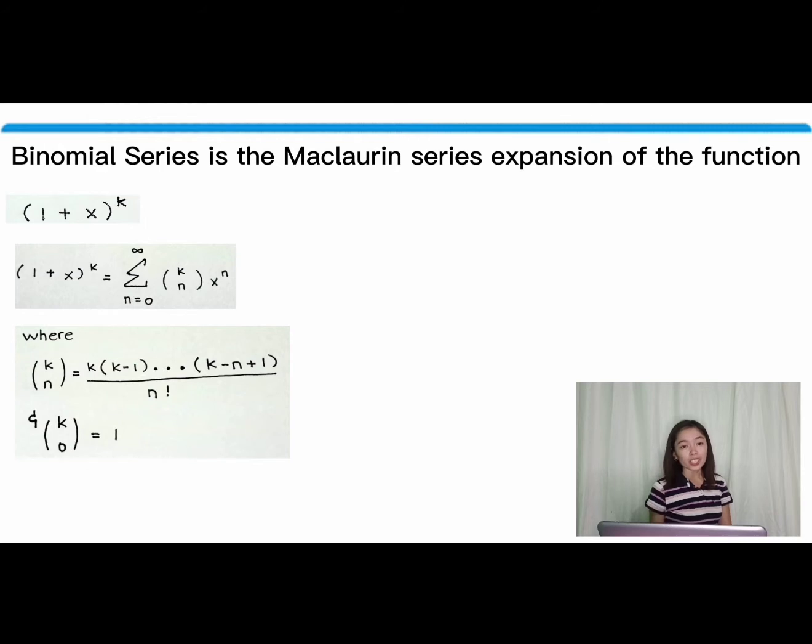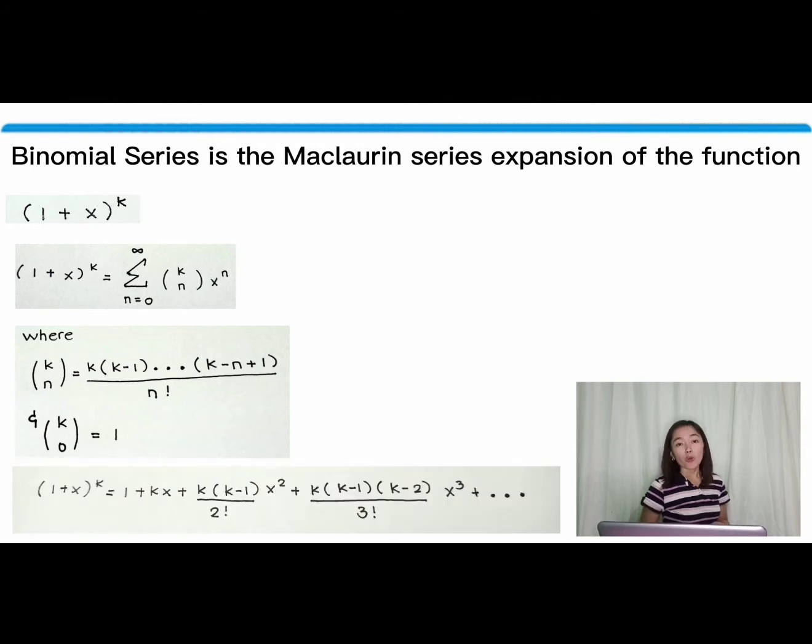And k choose 0 should be equal to 1, which claims that if k is any real number and the absolute value of x is less than 1, then 1 plus x raised to k equals 1 plus kx plus k times k minus 1 over 2 factorial times x squared plus k times k minus 1 times k minus 2 over 3 factorial times x cubed, and so on.